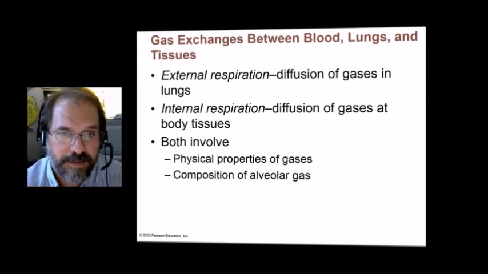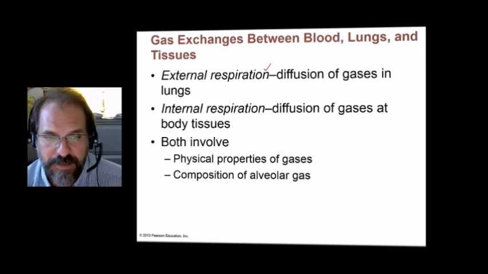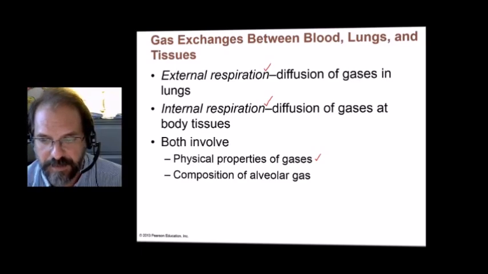We know that gas exchange in the lungs is called external respiration. We know gas exchange between the systemic capillaries and the tissue spaces is called internal respiration. Both involve physical properties of gases, such as solubility and diffusion. And the composition of the alveolar gases is not fixed.